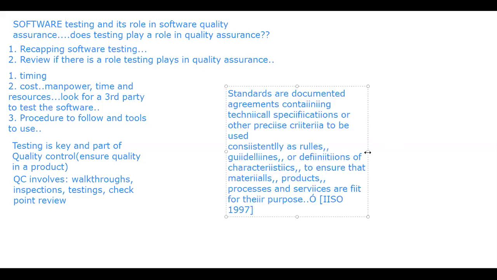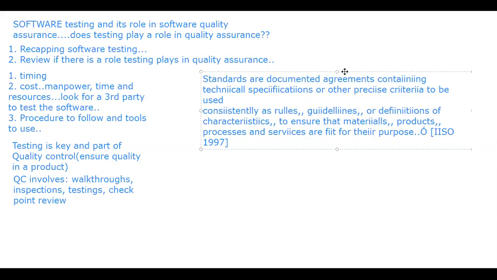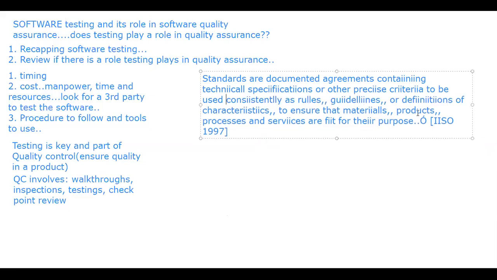Standards are documented agreements containing technical specifications or other precise criteria to be used consistently as rules, guidelines, or definitions of characteristics to ensure that materials, products, processes, and services are fit for their purpose. That is according to ISO 1997. That's how they define software standards.